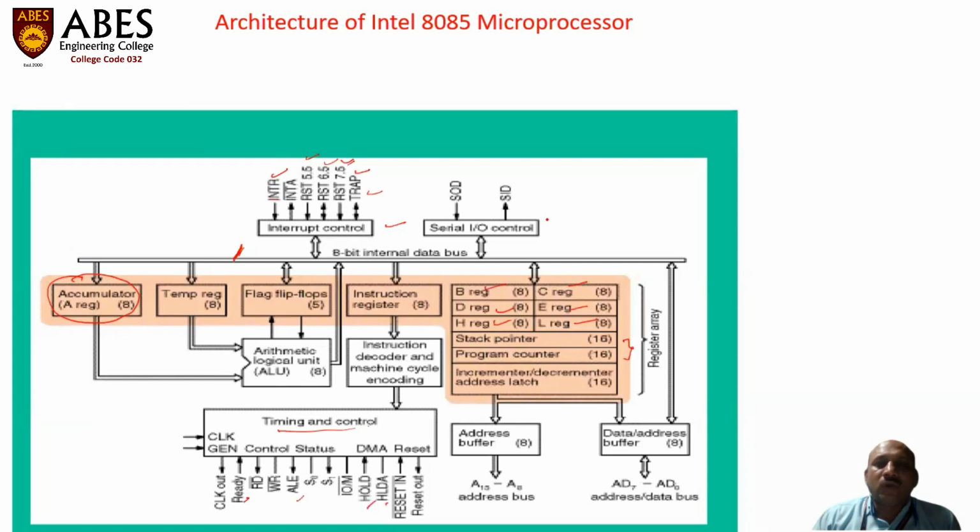To do serial communication with the outer world, we have a serial communication port. To take data serially inside the microprocessor, we have SID, and to give data outside the processor, we have the pin SOD. So this is the complete architecture of the 8085.